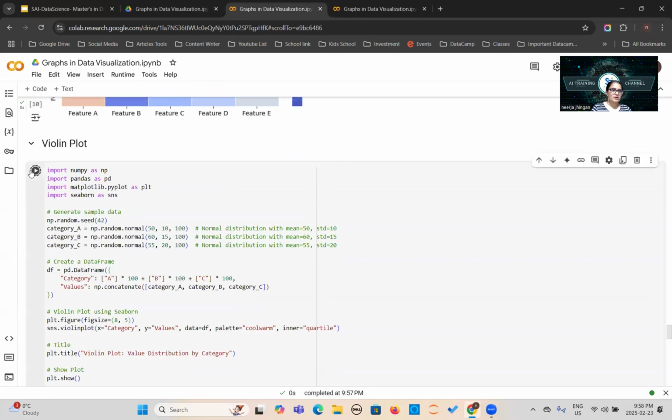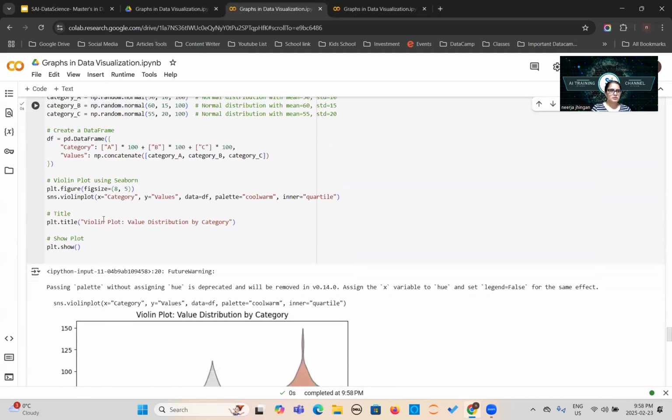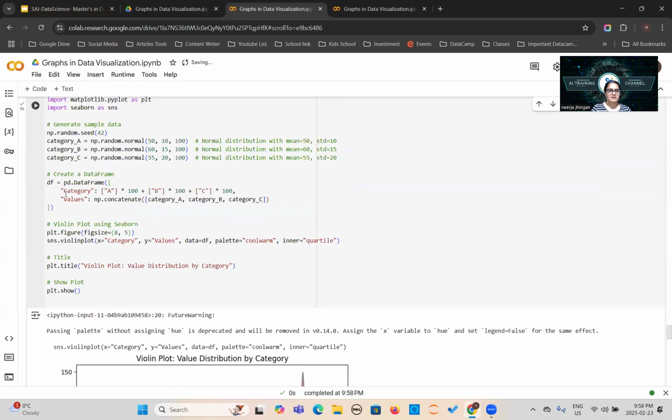Then here you have a violin plot. Again, we are creating the data frame with the categories and values, because it is going to show you the distribution of the different categories, right? And then sns.violinplot, very easy. What you want to show on the x-axis, say category, it should be the name of your column. And then y equals value, the next column name. Then pass the data and palette. This is a color scheme. Seaborn has many color palettes. You can change it according to your choice.